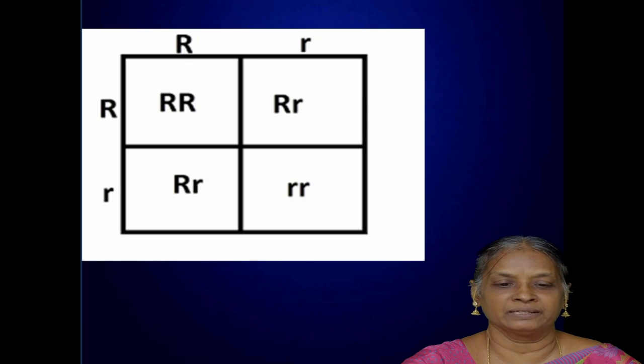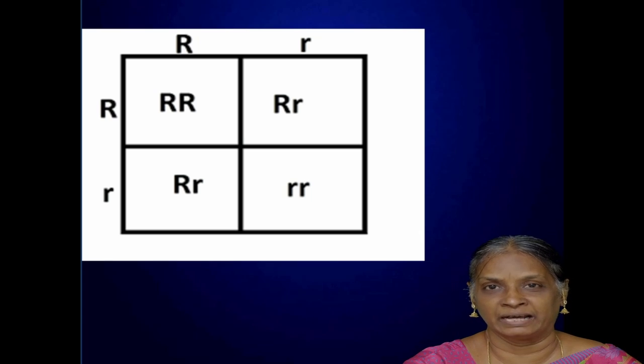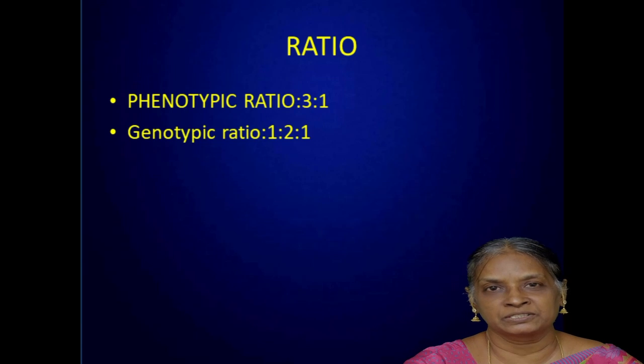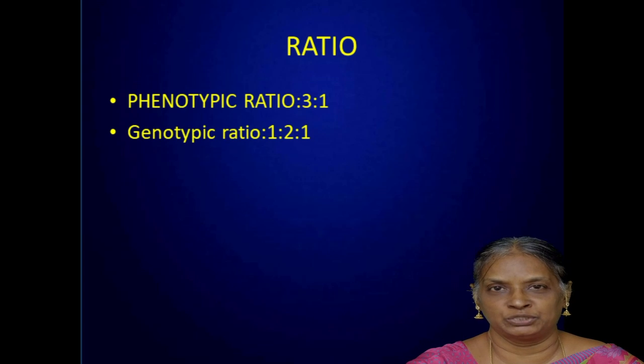Regarding the Punnett square, here we could see the combination of genes, and we could say there are 3 red color flowers and 1 white color flower with recessive alleles. Regarding the phenotype, or the external appearance, the ratio is 3:1, 3 red color flowers and 1 white color flower. And regarding the genotype, that is the genetic makeup, the ratio is 1:2:1.